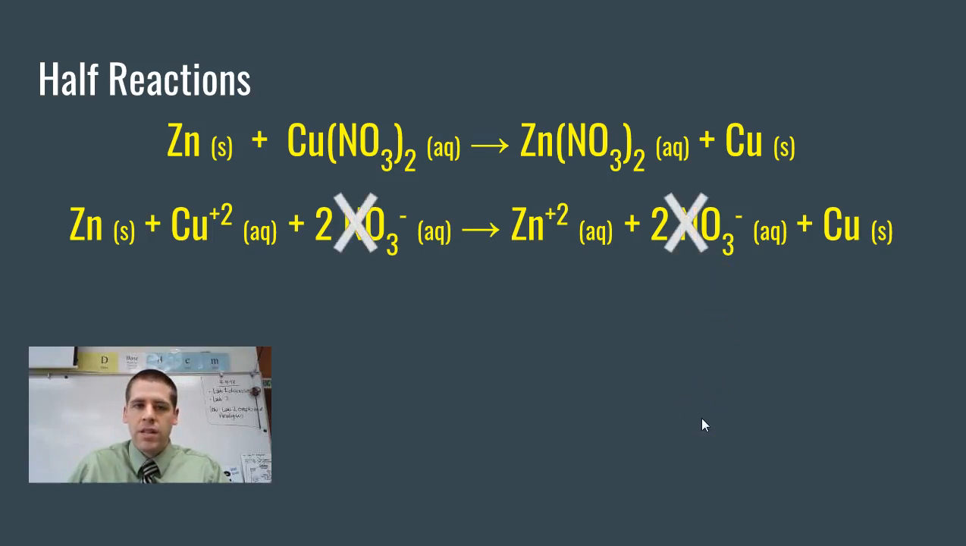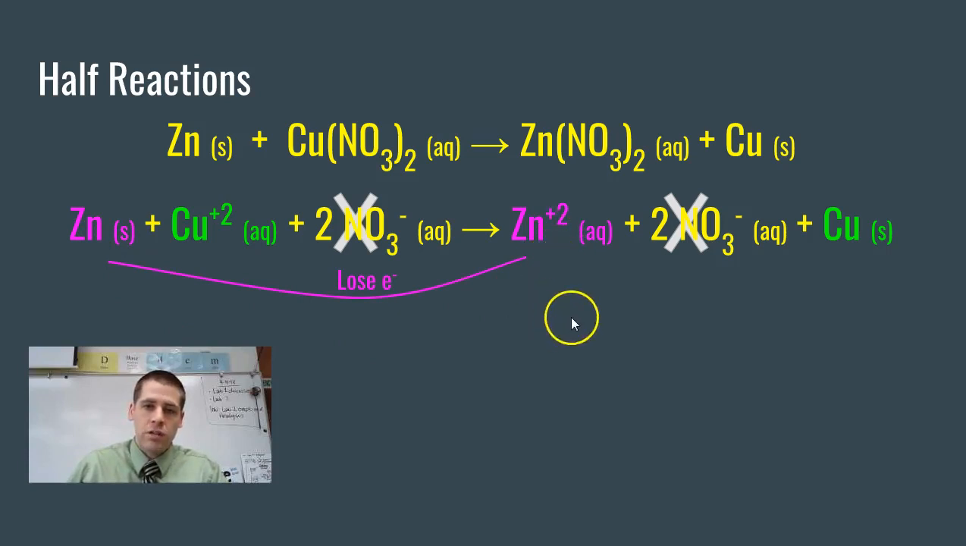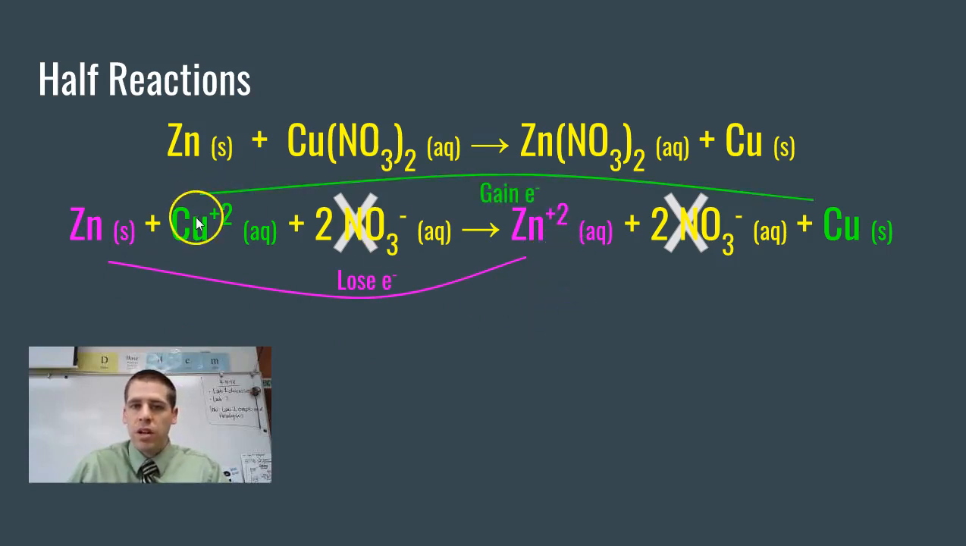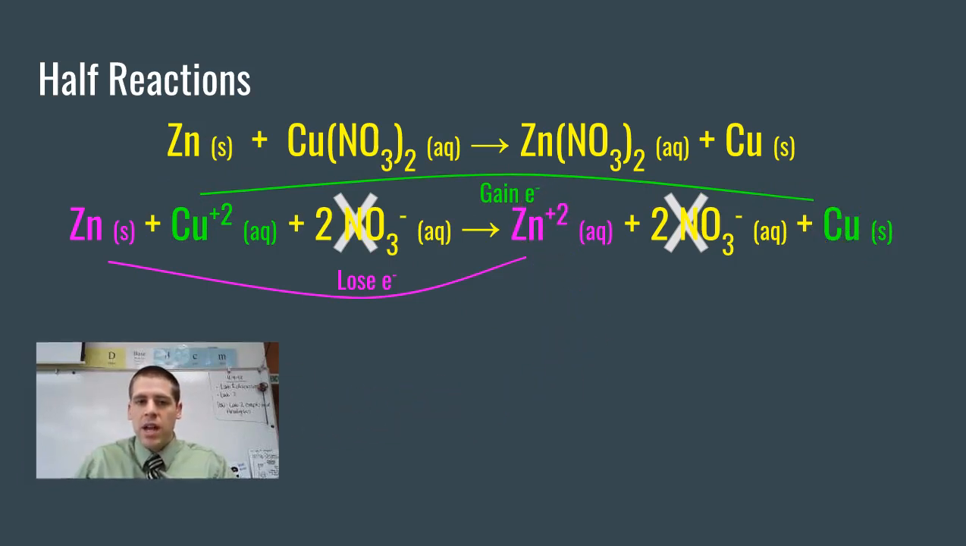Those are spectator ions. And let's change the colors of these so that we can keep track of what's going on here. The zinc is going from 0 to +2, so it's losing electrons. And the copper is going from +2 to neutral, and so it's gaining electrons. And so from here we can write half reactions.